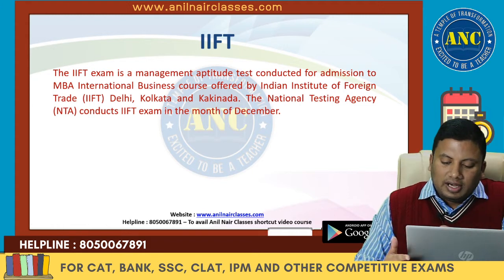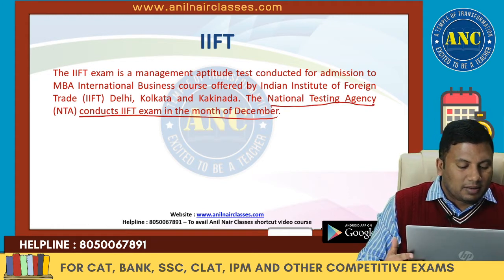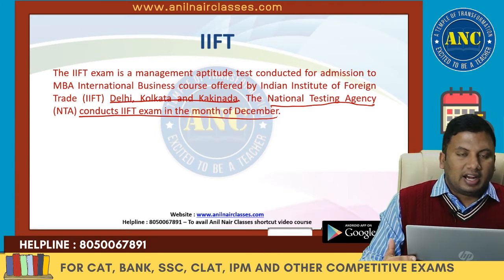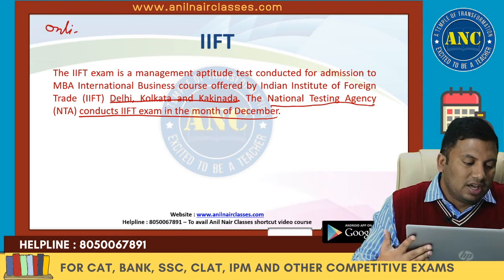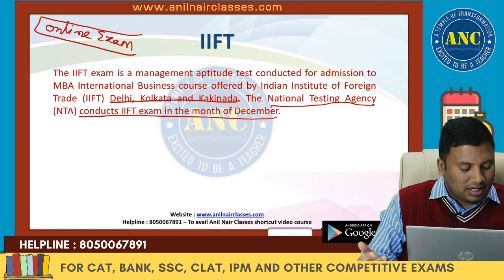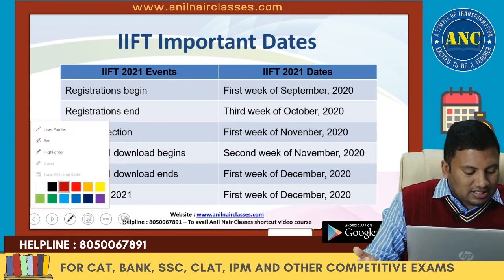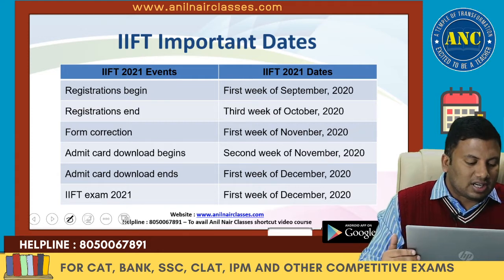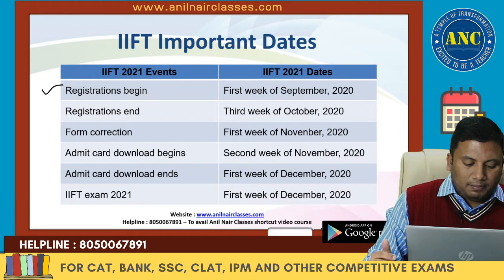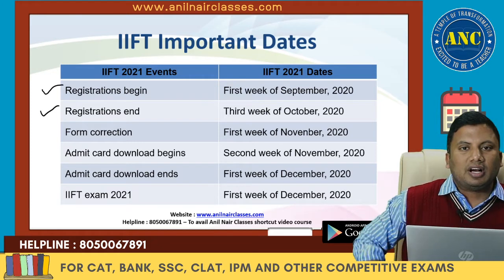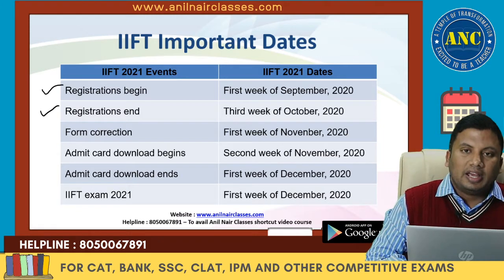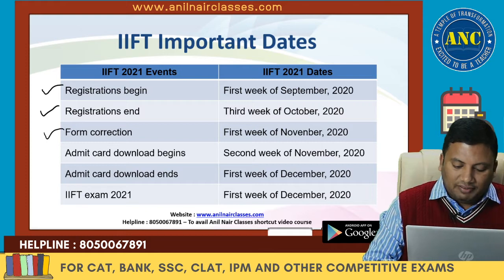As I told you, the National Testing Agency will be conducting this examination in the month of December, for the 3 campuses, Delhi, Kolkata and Kakinada. It is a complete online examination. It used to be paper based, but right now it is completely online. Now let us see the important dates related to the IIFT examination. Notification will be out in the month of August. You can start applying online from the first week of September, and the registration will end in the third week of October. So you have almost 7 weeks to fill the form. In case you need to make any correction, you can do it till the first week of November.